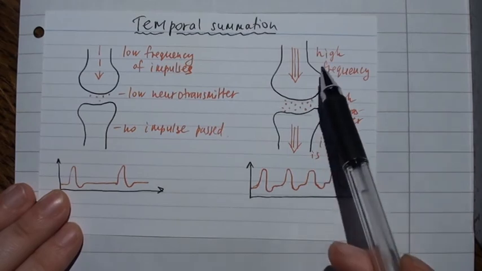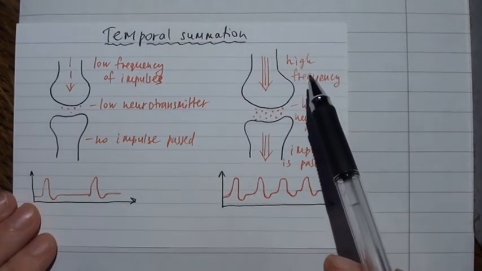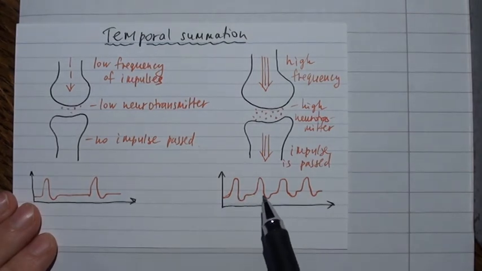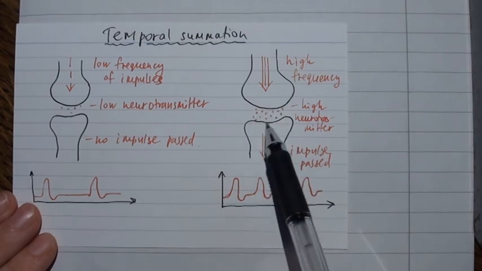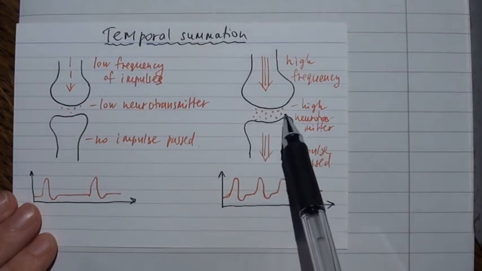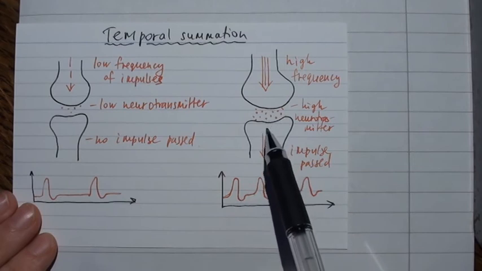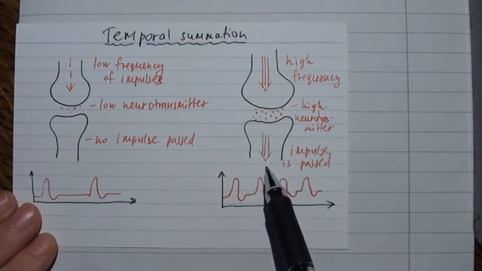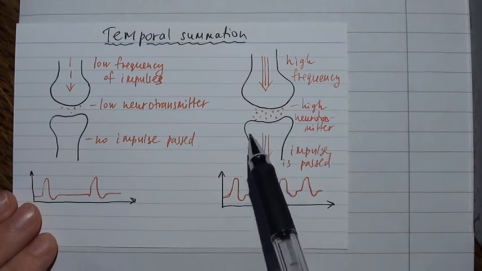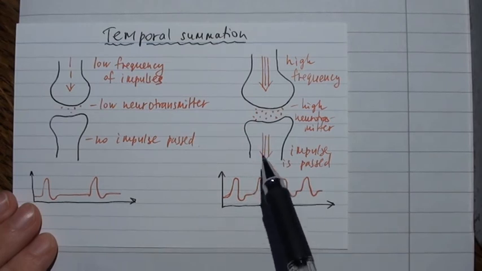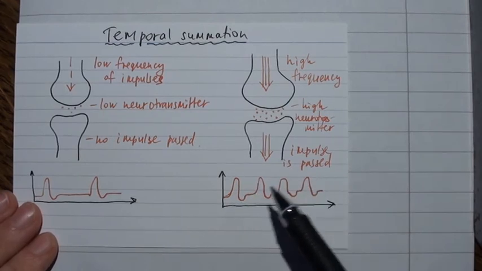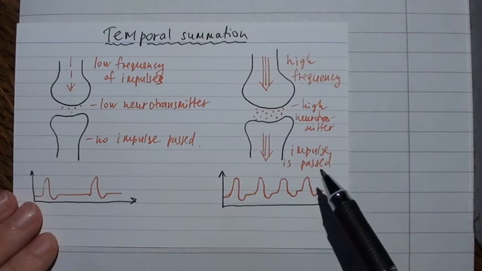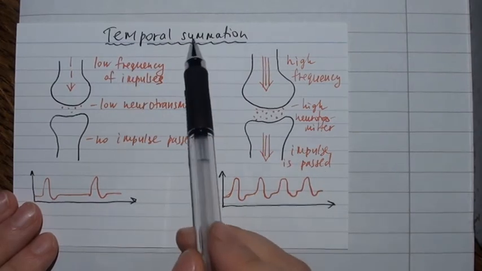Now, if you have, however, a situation where you have a high frequency of signal, let's have a look at this picture. It means those peaks are really bunched close together. That causes a lot more neurotransmitter to get released into this gap, and that means you're opening enough sodium channels to pass on that impulse onto the next neurons. So ultimately it'll probably reach your brain, and you're going to be aware that there is something going on and maybe react to it. So that's what temporal summation is.